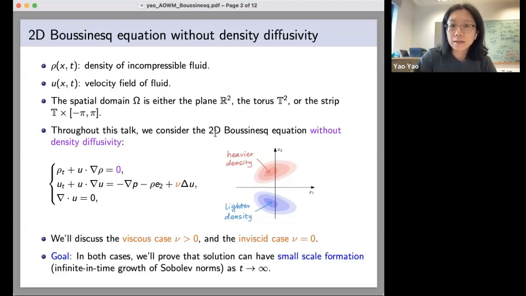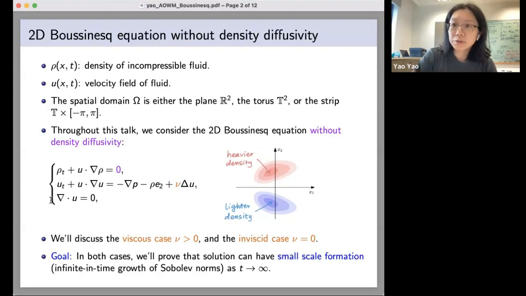The 2D Boussinesq equation is a system of equations that describes how the density and the velocity field of the fluid evolve in time. The first equation denotes how the density evolves in time. It says that the density is transported by the velocity field u, and other than that, it's not doing anything. So there is no diffusion on the density side.